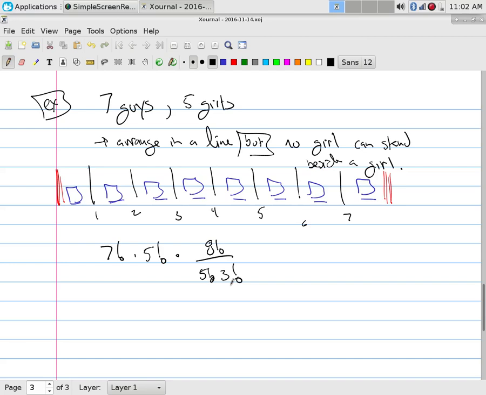Is everybody okay with that? So if I do this, I arrange the guys, I arrange the girls. For the guys, they actually form eight spots for the girls to go, but of those spots, five of them contain girls, three of them do not. So that's a division problem. I go ahead and divide out all those possibilities.